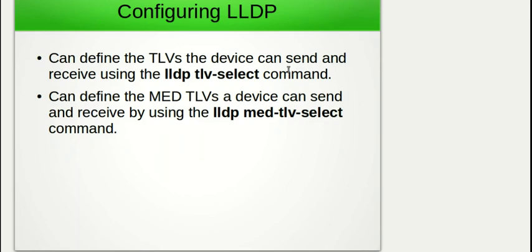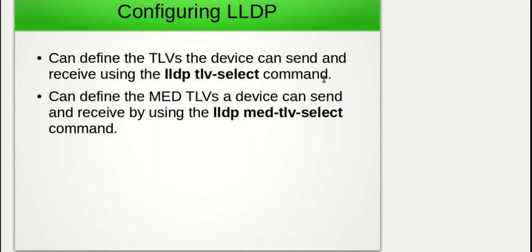And we can also define the type, length, value attributes that a device can send and receive by using the LLDP TLV-select command, and we can define the MED type, length, value attributes a device can send and receive by using the LLDP-MED TLV select command. So as you can see, LLDP is much more customizable than CDP. With LLDP, we can advertise much more or much less information to our neighboring devices than with CDP.